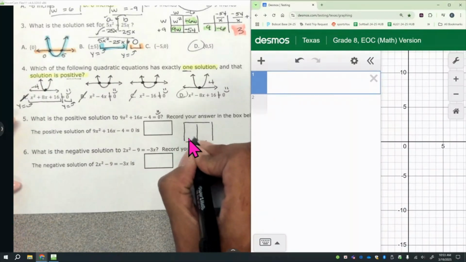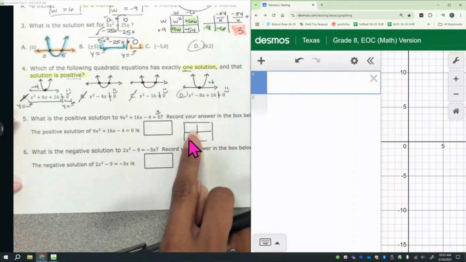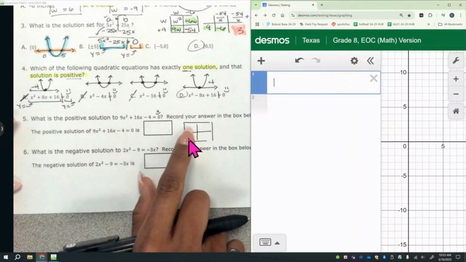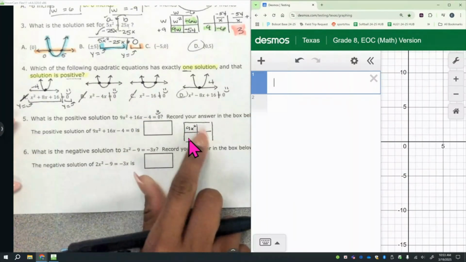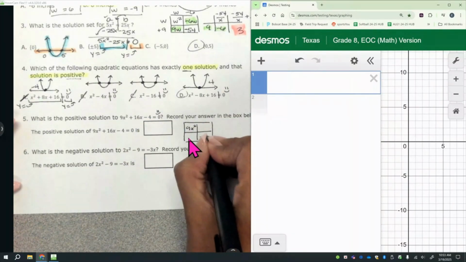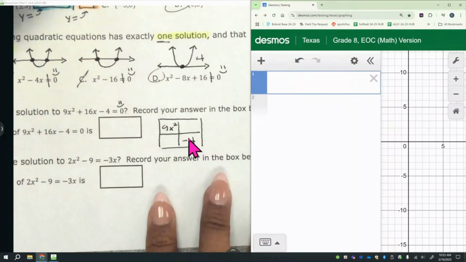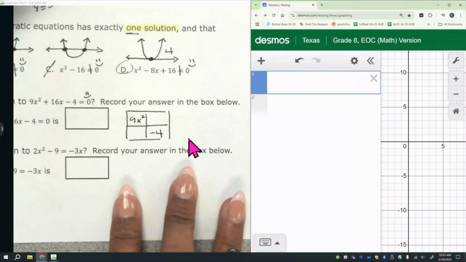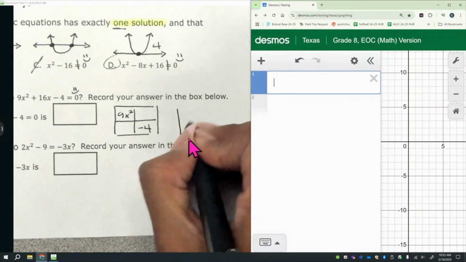Might want to grab some scratch paper so you have more room. And for my box, we say first term, first box, so 9x squared. Last term, last box, negative 4. To find the missing 2 numbers here, we're going to create a table. So I'm going to slide over and draw a 3-column table.